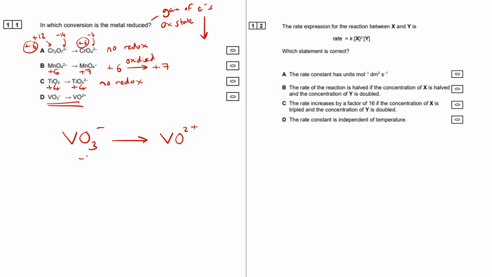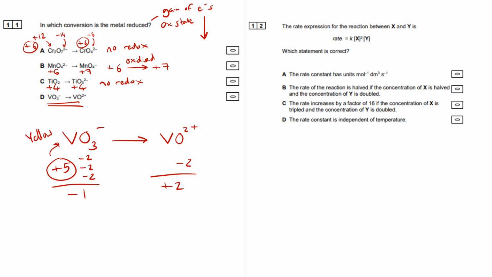And then in our product we have VO2+. So if the oxygen is -2, the overall charge is +2. That means the vanadium must have an oxidation state of +4. So remember the vanadium from the transition metals topic, the colour is blue in the +4 oxidation state. So it's going from yellow to blue. It's going from +5 to +4, therefore it's being reduced.